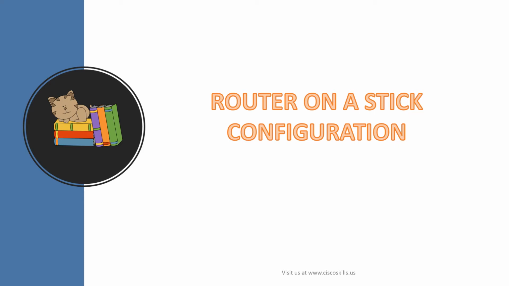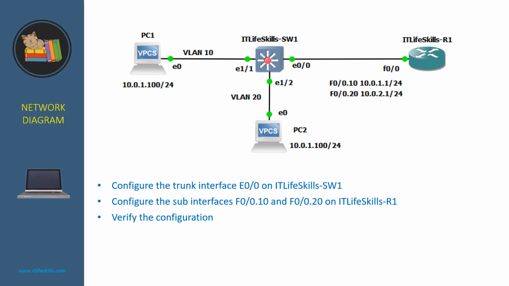Let's perform router on a stick configuration. In this lesson, we will use this network diagram in which PC1 and PC2 have been assigned their IP addresses. IT Pipe Skill Switch 1 has been configured with VLAN 10 and VLAN 20.